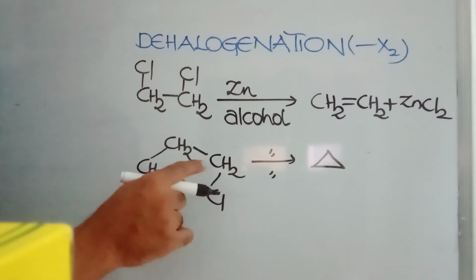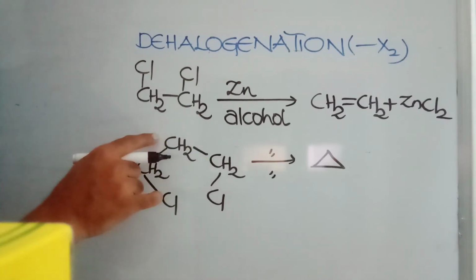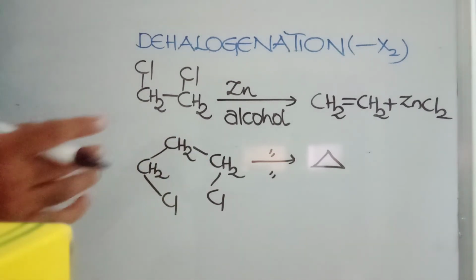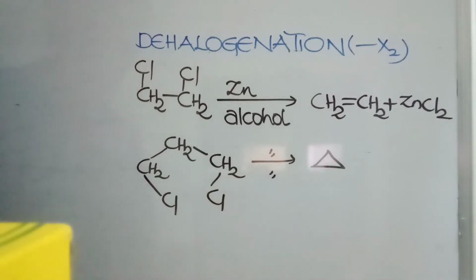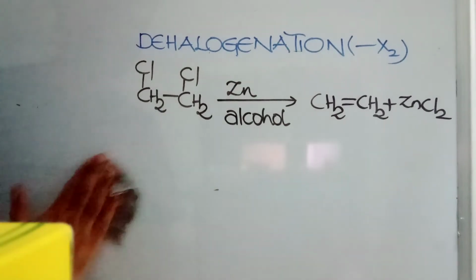So this is not beta elimination. This is gamma elimination. This is the alpha carbon, this is the beta carbon, this is the gamma carbon. 1, 3, 1, 4, 1, 5, whatever it is, all of them are called gamma eliminations. This is gamma elimination. And one other interesting question will also come from this part.